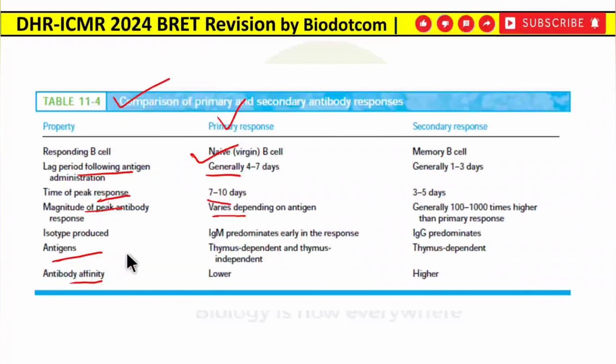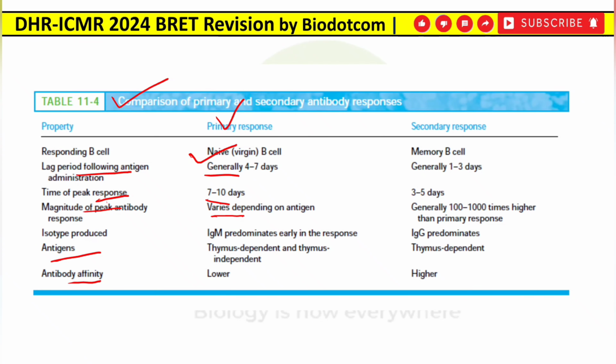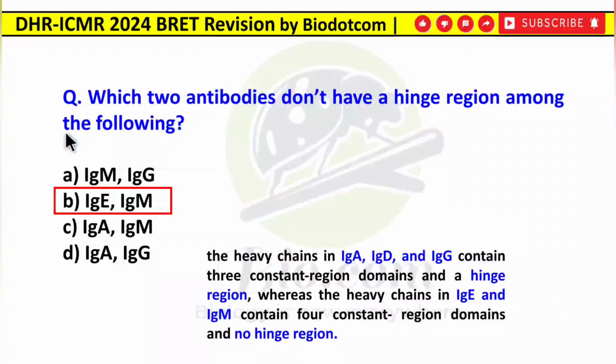And antibody affinity की बात करें तो lower होता है primary response में, but it is much higher in secondary response. And one more important thing, the primary response is initiated by IgM, you can see here, and IgG mediates the secondary response. So one more question, जिसका आंसर मार्क हो गया है.